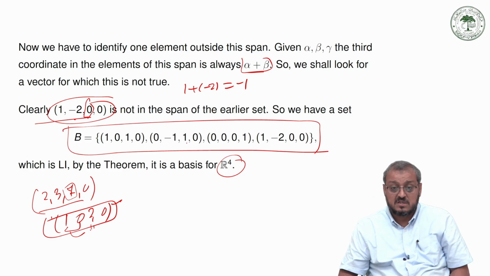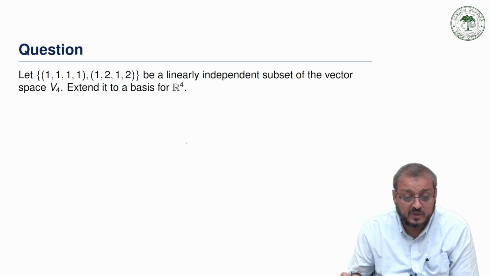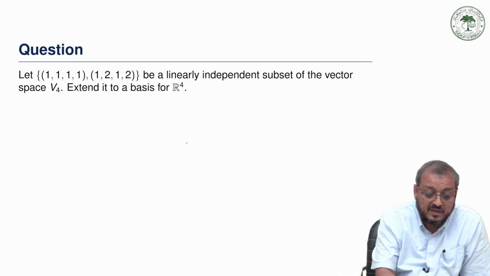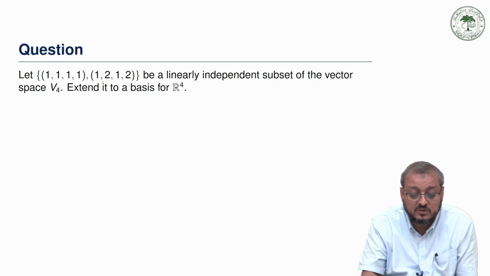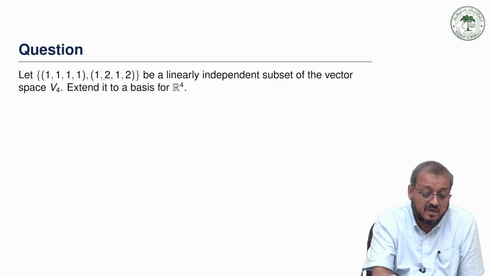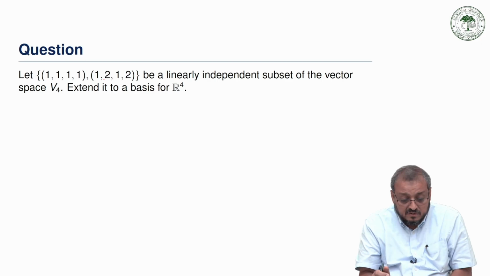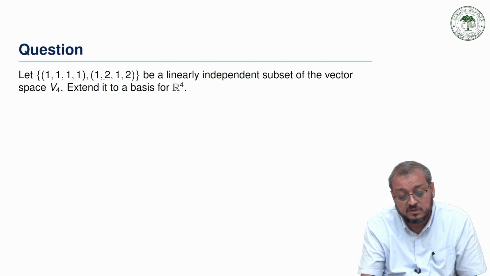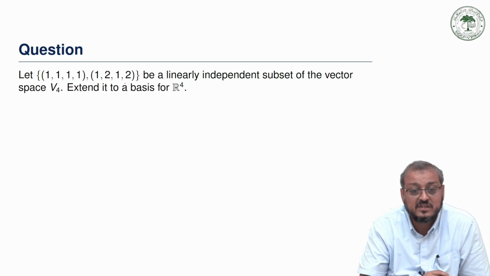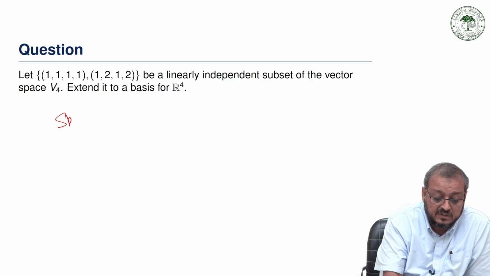Now I take one more example, and again try to extend this basis. So I take one more: (1, 1, 1, 1). Clearly these two vectors are linearly independent, because two vectors are linearly independent if none of them is a scalar multiple of the other. So this one is not equal to the other, which means clearly these two vectors are linearly independent. So we write the span of these two vectors.